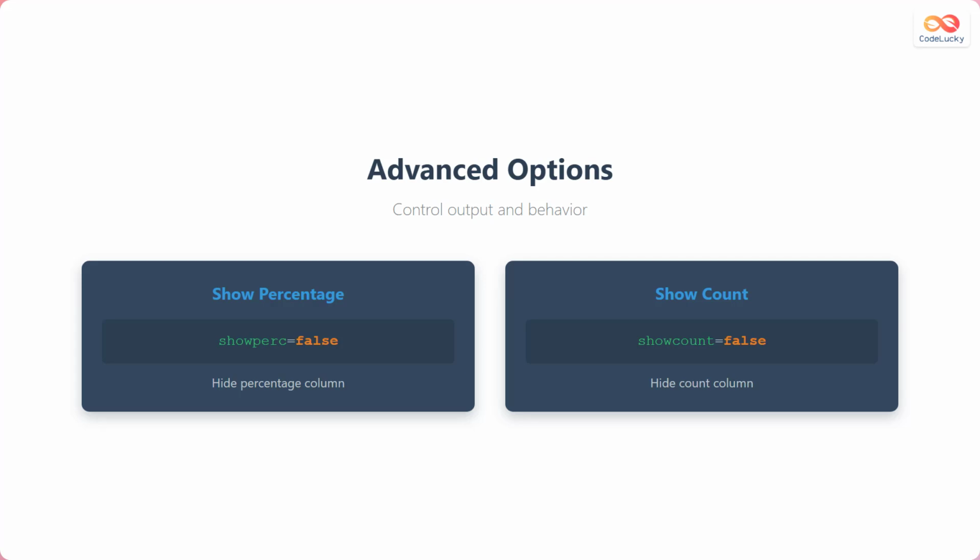The top command offers advanced options to customize your output. The showperc=false parameter hides the percentage column if you only need count information. Similarly, showcount=false hides the count column when you only want to see percentages. These options help you create cleaner, more focused reports by displaying only the information that's relevant to your analysis. You can use these parameters individually or combine them based on your specific requirements.